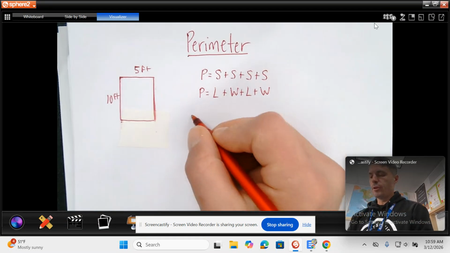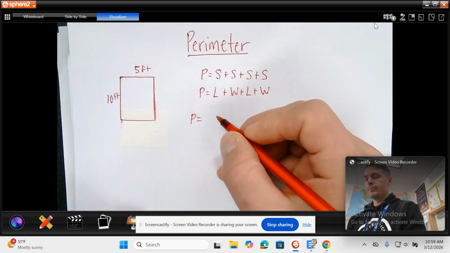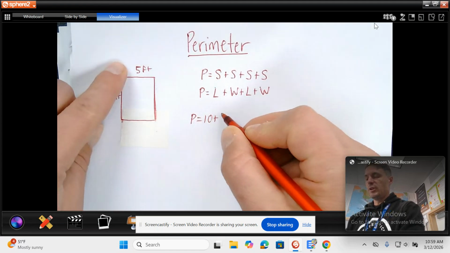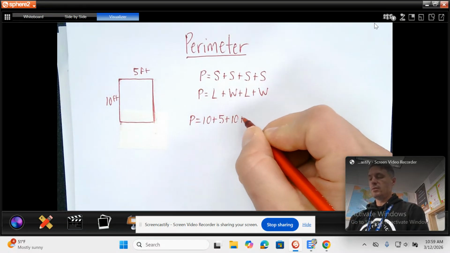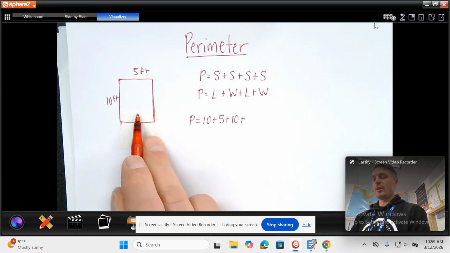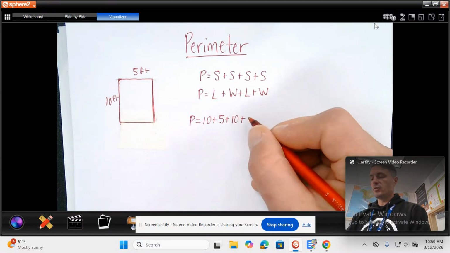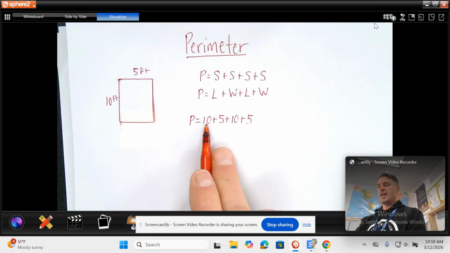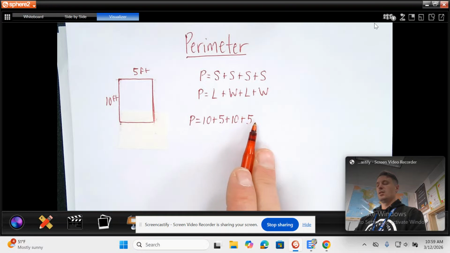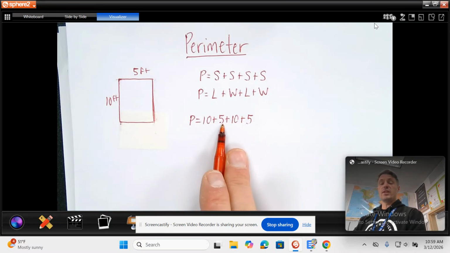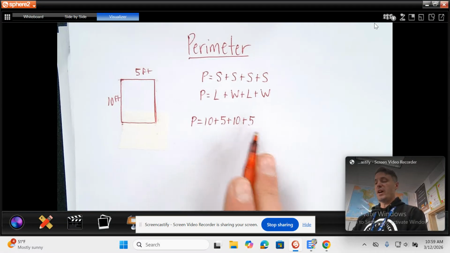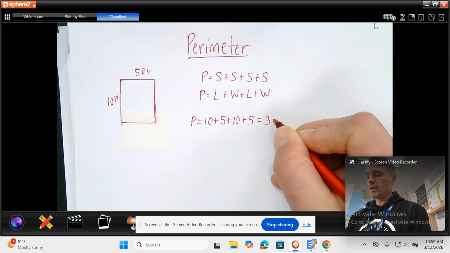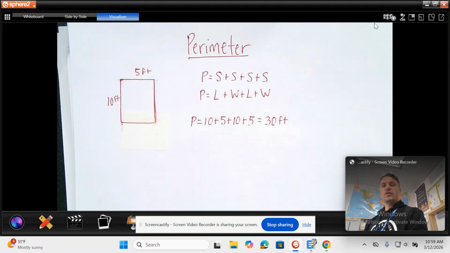So to find the perimeter, we just add up: perimeter equals 10 plus 5 plus the length of this side, which is also 10, plus the length of this side, since it's parallel and congruent with this side, which is also 5. So the perimeter would be 10 plus 5 plus 10 plus 5. 10 plus 5 is 15. We add 10 to that and we get 25. We add 5 to that and we get 30. So the answer would be 30 feet. Okay? The perimeter is 30 feet.